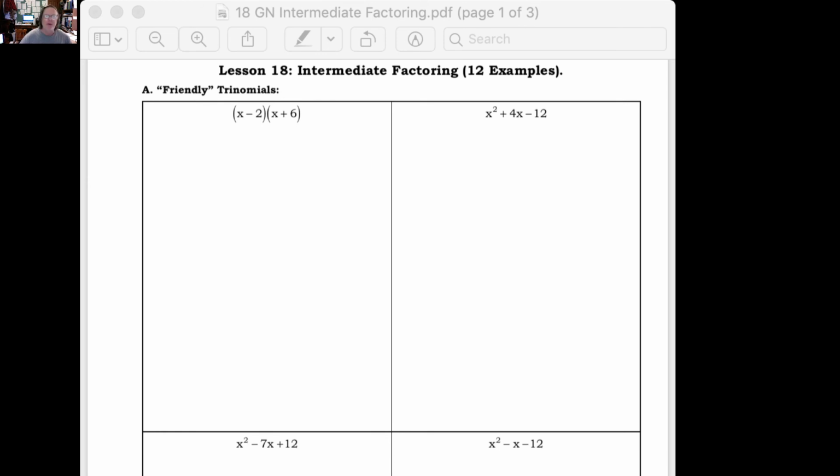Going to factor some more. Intermediate level. This is jumping it up just a little bit. We're going to do what I call trinomials. So again, what you're looking at on the screen right now, that's the guided notes.